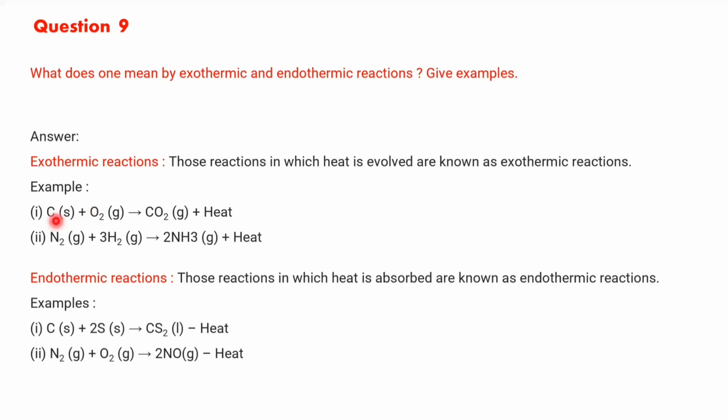For example, carbon reacts with oxygen and produces carbon dioxide, and heat is also liberated. When nitrogen reacts with hydrogen, in this reaction also heat is liberated. What do endothermic reactions actually mean? Endothermic reactions are those in which heat is absorbed. So here in this reaction heat is absorbed. Whenever in any reaction heat is absorbed, it is known as an endothermic reaction.